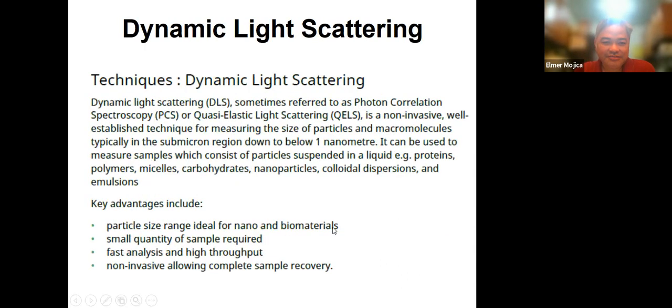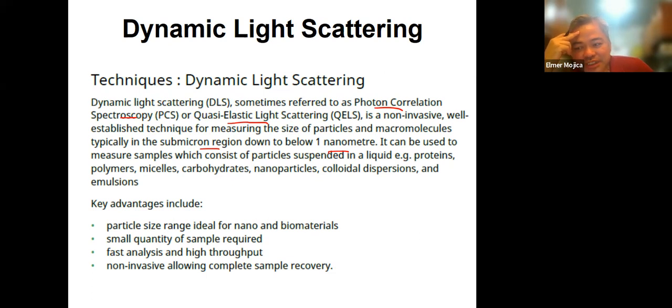Now, the other one that we have is the dynamic light scattering. Ang tinatawag nating DLS. So it's sometimes referred to as photon correlation spectroscopy or quasi-electric light scattering. It's a non-invasive, well-established technique for measuring the size of particles and macromolecules, typically in the submicron region down to below 1 nanometer. I'm supposed to use this instrument before the pandemic hit.